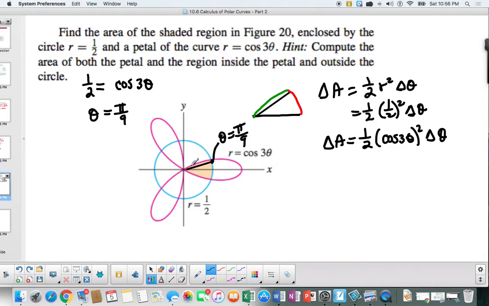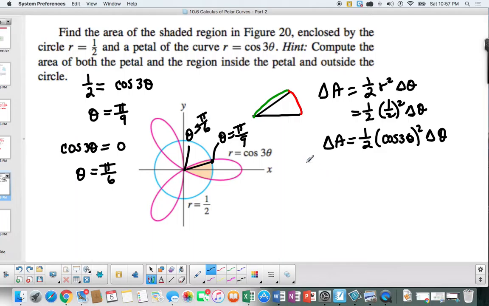Now the next question is, when will this petal get down to the center? Because I need to find the area from pi ninths, and I've got to figure that out. So I'm going to set the petal cosine 3 theta equal to 0. And the first time that'll take place is when theta is equal to pi sixths. Now how do I know that? If I put pi sixths right in here, then that'll be 3 pi sixths, which is pi halves, and I know cosine pi halves is 0. So right here is where theta is equal to pi sixths.